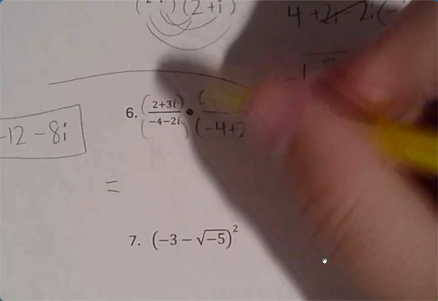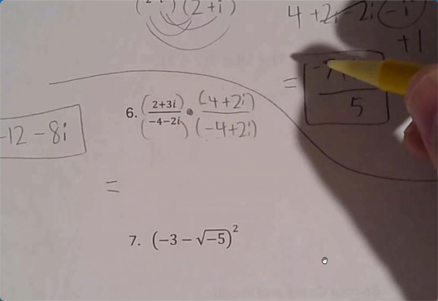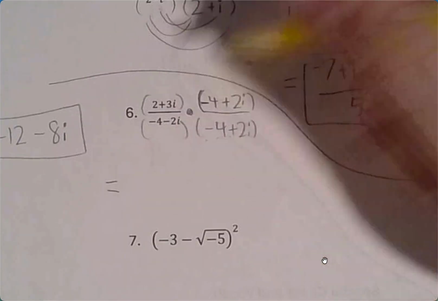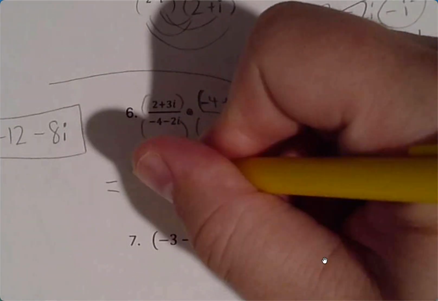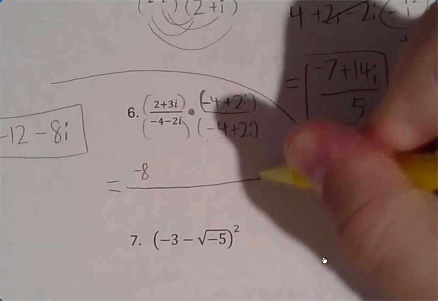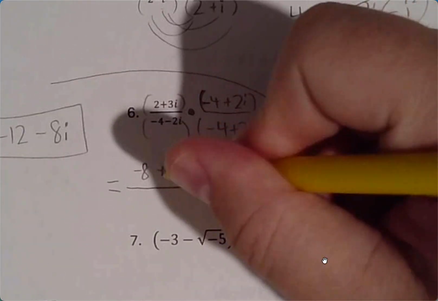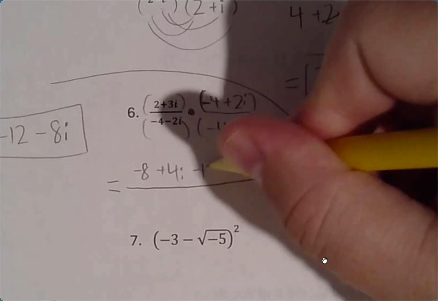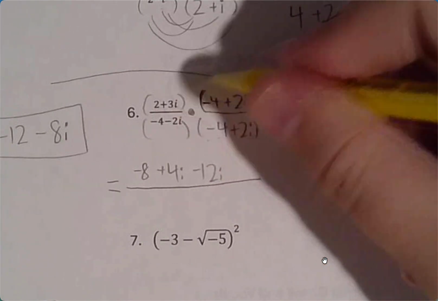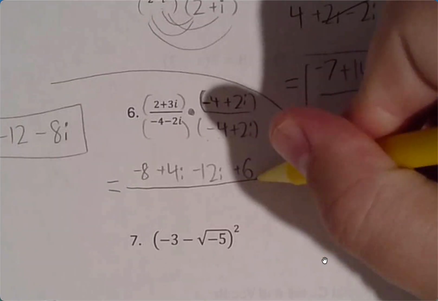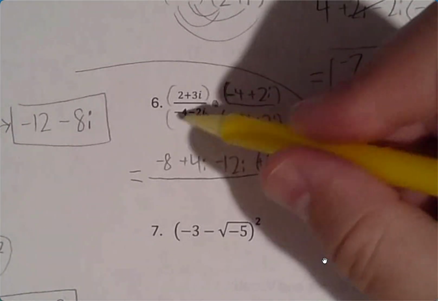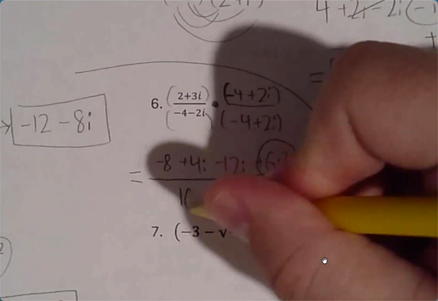Now, I have actually true foiling to do on the top and bottom. Watch me talk through it. Now, that is negative 4 here, just to be careful. Let's see what happens. 2 and negative 4, negative 8. That was in the numerator. 2 and 2i is 4i, still in the numerator. 3i and negative 4 is negative 12i in the numerator. And 3i and 2i is positive 6i squared. And I'm even going to circle that now just so I don't forget about it later, because i squared is special. On the bottom, negative 4 times negative 4 is positive 16.